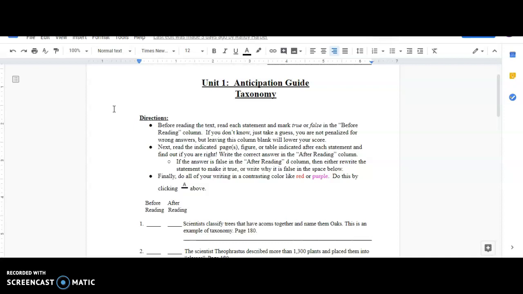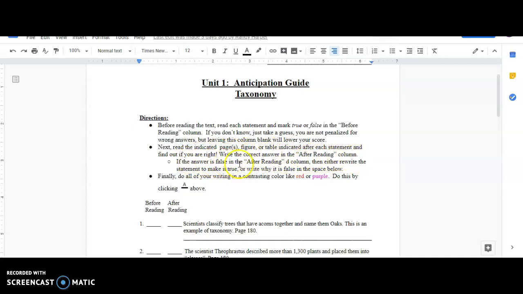The directions say before reading the text, read each statement and mark true or false in the before reading column. If you don't know, just take a guess. You are not penalized for wrong answers, but leaving this column blank will lower your score. Next, read the indicated pages, figure, or table indicated after each statement and find out if you are right. Write the correct answer in the after reading column.